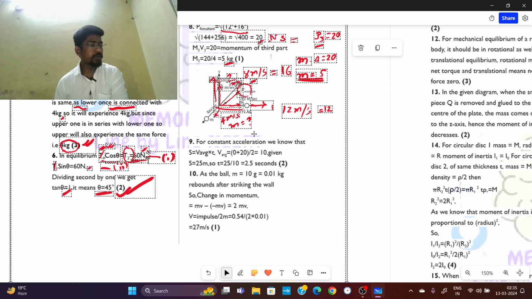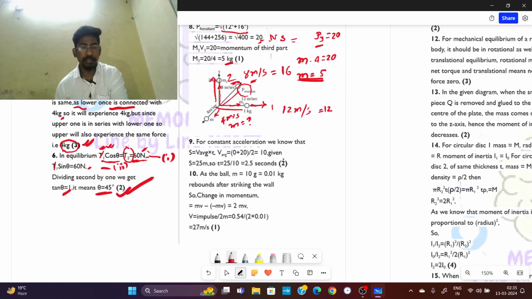The time required to stop a car of mass 800 kg. The mass of the car is 800 kg. The speed of the vehicle is 20 meter per second. And it stops at a distance of 25 meter. So you have to calculate the time required to stop the car.